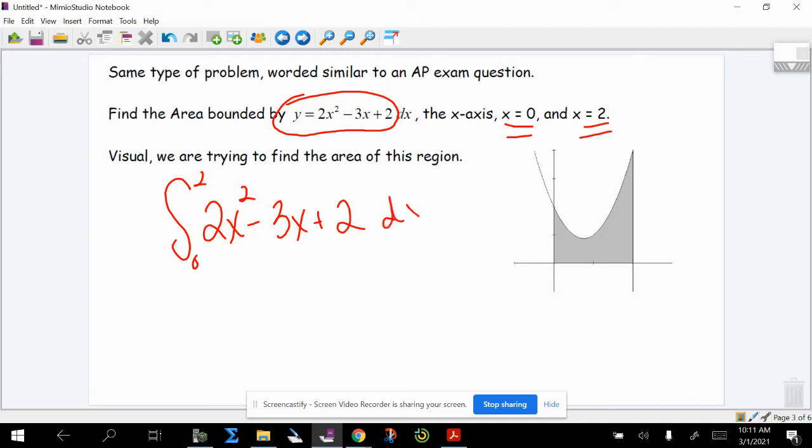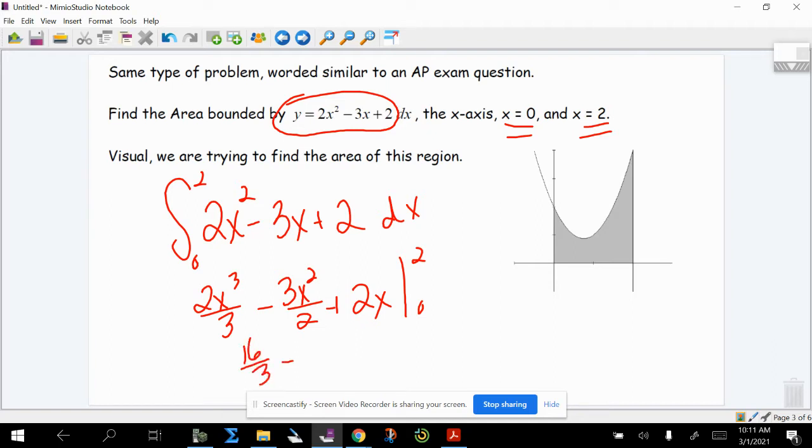And at this point, we are truly just integrating. So I'm going to do this one both by hand and with a calculator just to make sure you're comfortable. So by hand, we have a lot of power rules, 2x to the third over 3 minus 3x to the second over 2 plus 2x, going from 0 to 2. When I put 2 in, 2 cubed is 8 times 2 is 16, so 16 thirds minus when I put 2 in here, I get 3 times 4 is 12, divided by 2 is 6, plus 4. When I put 0 in, I actually get 0.